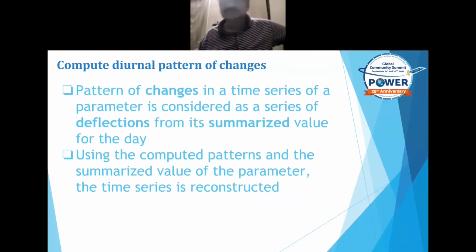The diurnal pattern is a series of fractional changes of parameter values from its mean value. The time series is reconstructed using the diurnal pattern and the mean value.